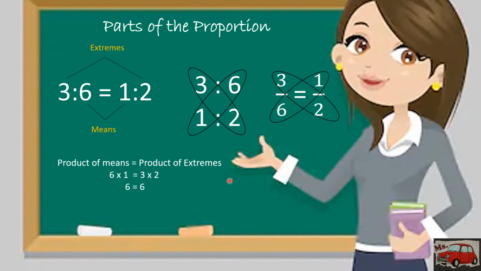Okay? So, let's have the cross multiplication. Pwede nating isulat as ganito, or naka-fraction. Parehas lang din naman yung magiging means nyo at saka extremes nyo. Okay? So, means 6 times 1, that is 6. Extremes, 3 times 2, that is 6. So, parehas sila.